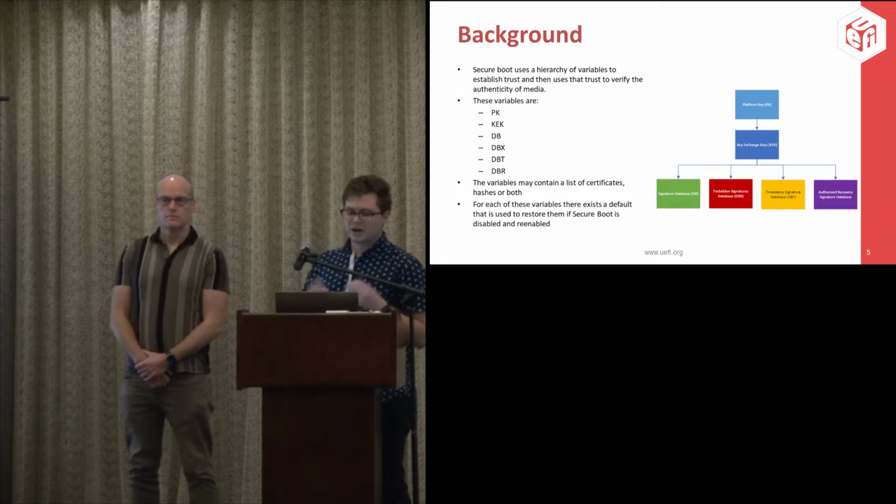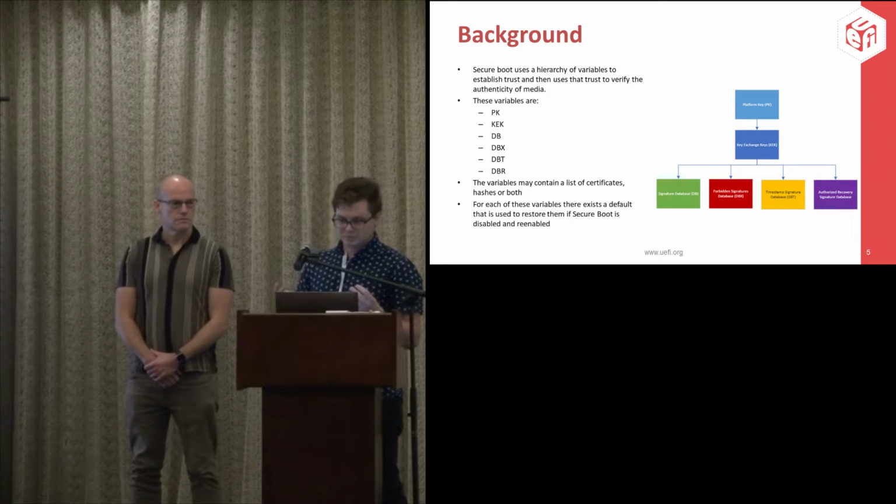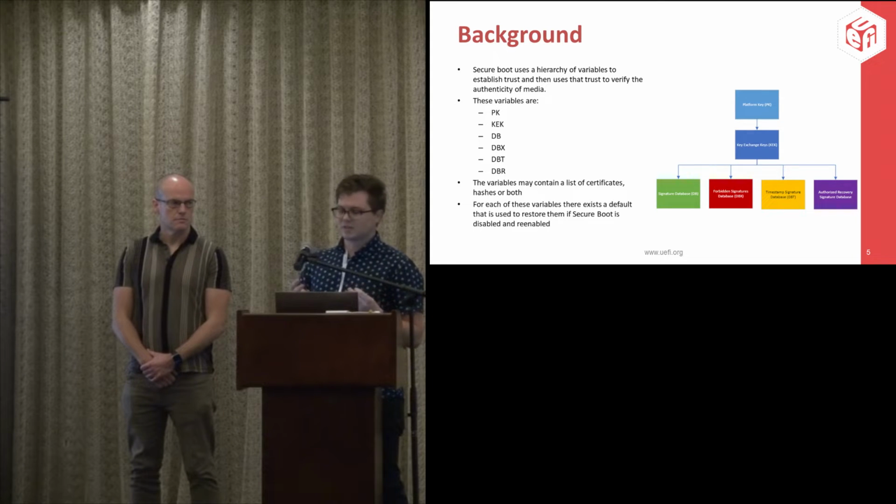So the hierarchy of variables that establishes trust are the PK, the KEK, the DB, the DBX, and there also exist the DBT and the DBR. So the PK is, generally speaking, a certificate provided by an OEM. It could also be a certificate provided by an end consumer if they really want to replace it. The KEK can be many certificates. Generally speaking, what you're going to find here is the Microsoft first-party CA, and then also the third-party CA. And then you'll usually find an OEM certificate alongside there, sometimes two or three.